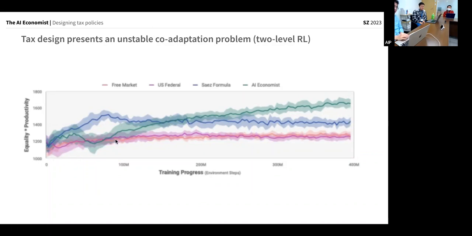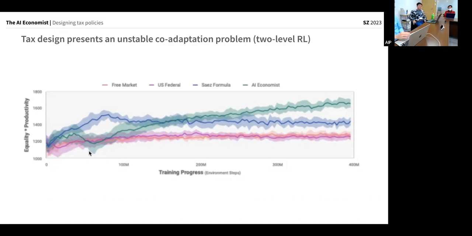Now, why does this green line go up and down? That's because of this bi-level optimization issue. In the green line, you can see that the planner initially finds some tax policy that increases social welfare. But then because the workers also use reinforcement learning, they will find some way to actually pay less taxes. And so then the objective goes down again, and then the government has to again adapt. So you get this sort of back and forth.